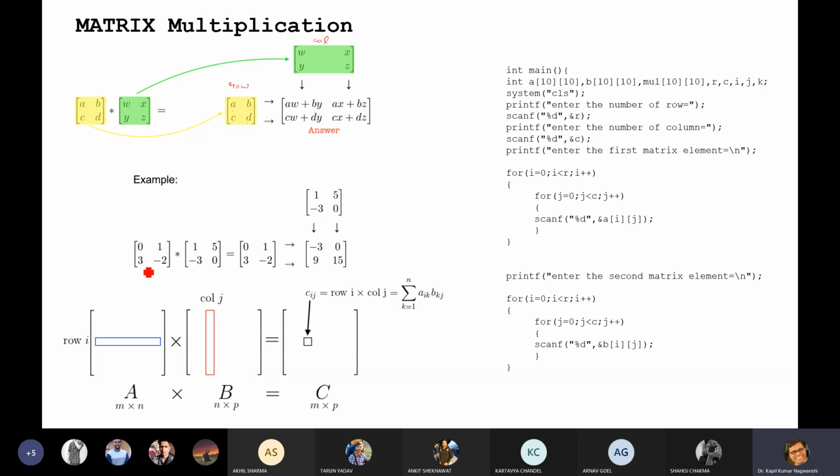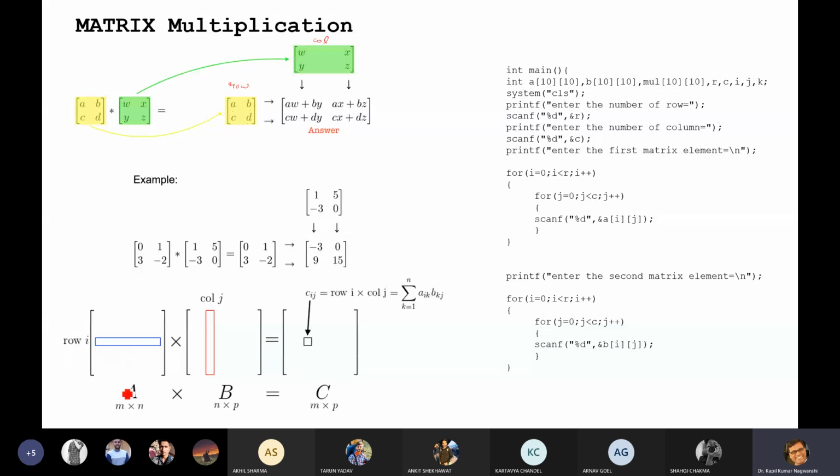Here one example is also illustrated: 0 multiplied by 1 will give you 0. And similarly, we need to multiply 0, 1 and 3, minus 3. So if we multiply and add all these together, it will give you minus 3. Yes or no? Yes. Clear?